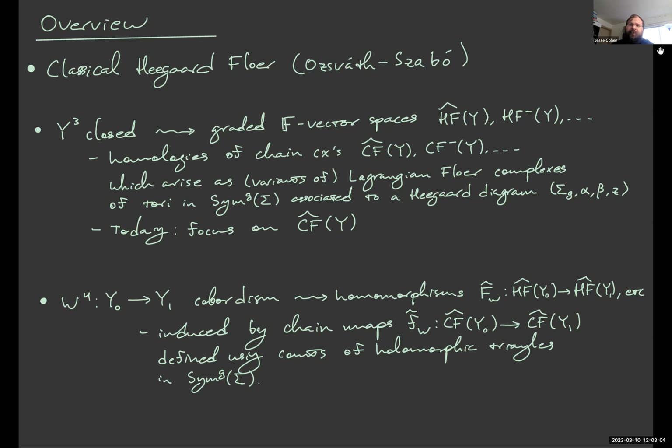To a cobordism between closed oriented three-manifolds, one gets homomorphisms, F hat of W, from one Heegaard Floer homology to another. And of course, these are induced by chain maps. These chain maps count holomorphic triangles in the symmetric product. And of course, there are other ways of defining these maps. My advisor, Robert Lipshitz, has a cylindrical reformulation, and so you count triangles in what one can think of as a thickened cylinder over the surface. But I won't go too deep into the weeds with that.